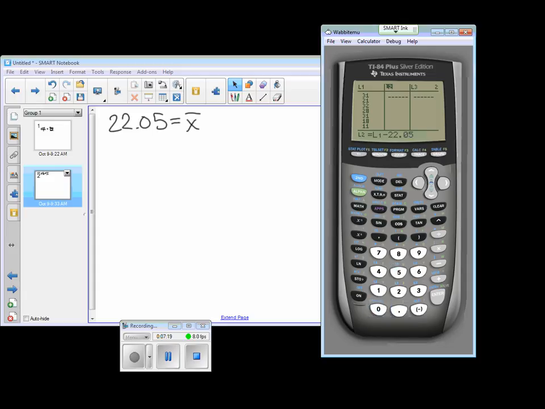But hang on. It says the squared errors. So I'm going to square these values. I'm going to insert a parentheses around it and square it. So those are the squared errors. I've subtracted the mean from each of those values, and I've squared it.